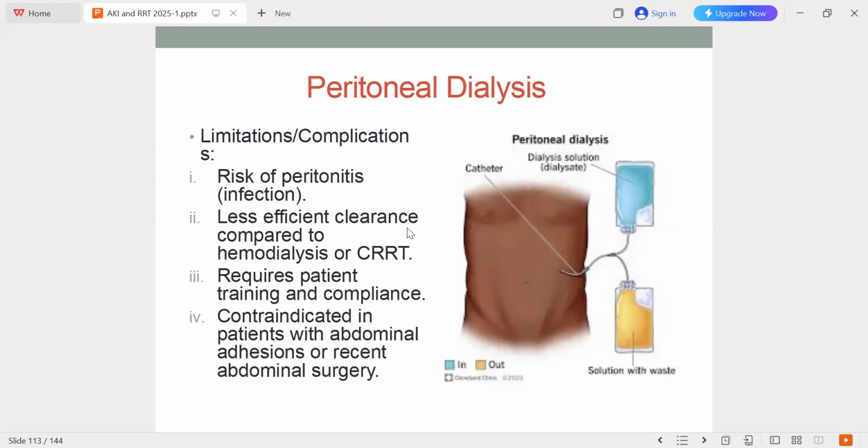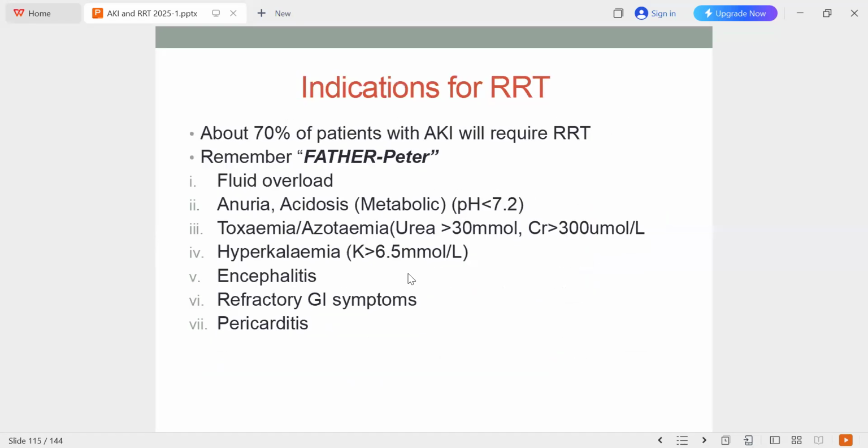Now, the limitations and complications are obvious. There is the risk of peritonitis, and it is less efficient compared to hemodialysis or CRRT. It also requires patient training and compliance, but know that it's contraindicated in patients with abdominal adhesions or recent abdominal surgery.